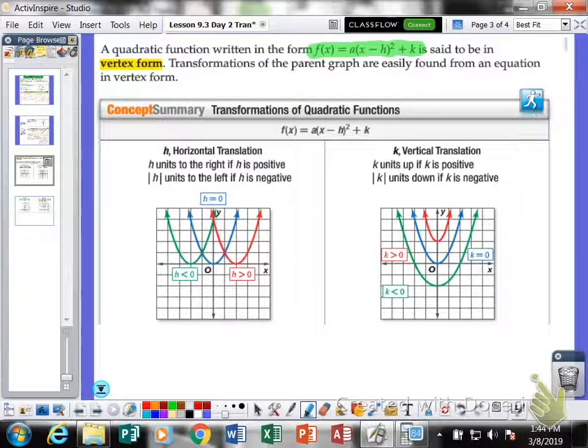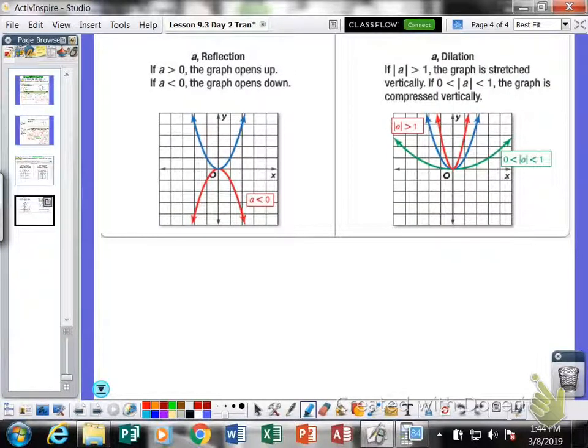H, horizontal translation, h units to the right if h is positive. We kind of already have gone over that. So this is just a concept for you to remember, and then a reflection again if a was less than 0. A dilation: if the absolute value of a is greater than 1, the graph is stretched vertically. We stretch it, it's called a dilation. And then if it's between 0 and 1, it's compressed. So just notes for you to have to look back on.